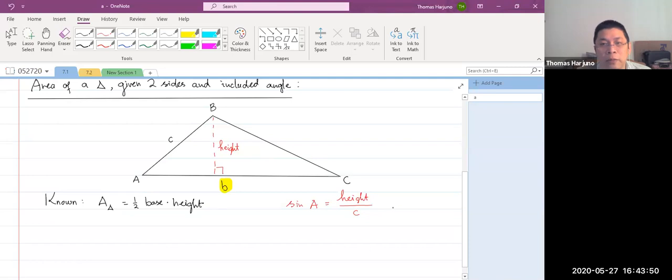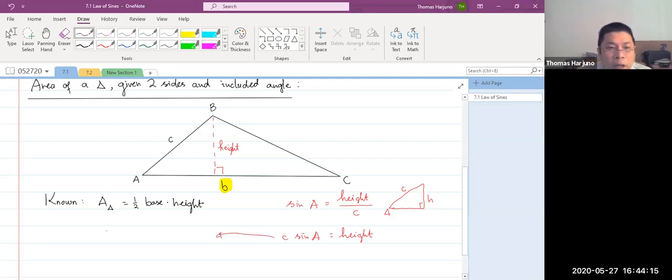In that triangle, maybe I redraw the triangle here. So if this is A, this is a right triangle, this is the height, this is c. Okay, so we see that the height can be written as side c sine A. Now that's what I will use here. So now we have the area of a triangle is equal to 1/2 times the base, in this case b, times the height, in this case c sine A.